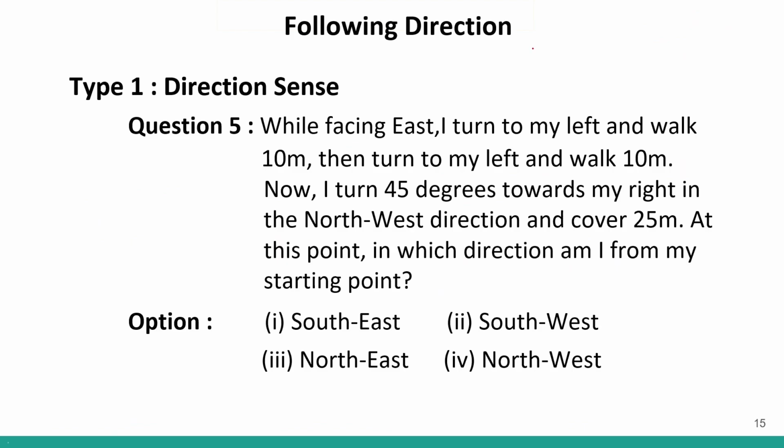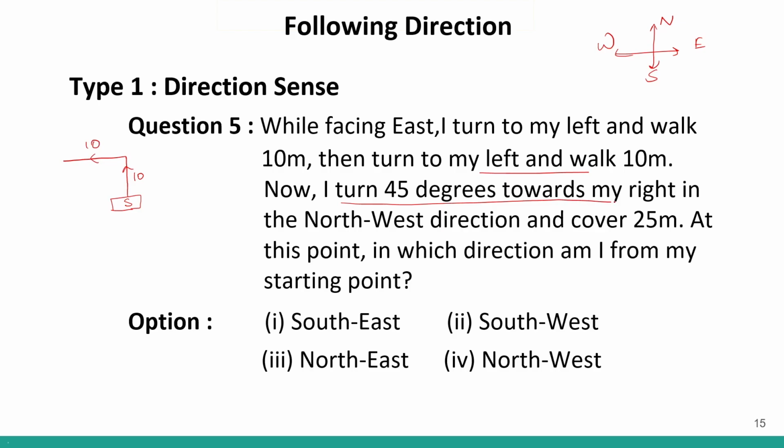Now, again, while facing east, so the person is facing east like this, he turns left and walks 10 meters. So let's say this was the initial point or the starting point. The person starts from here, takes a left, which will be this side, and starts walking for 10 meters, right? Then he takes a left and walks 10 meters again. So left will be this side, he walked for 10 meters.